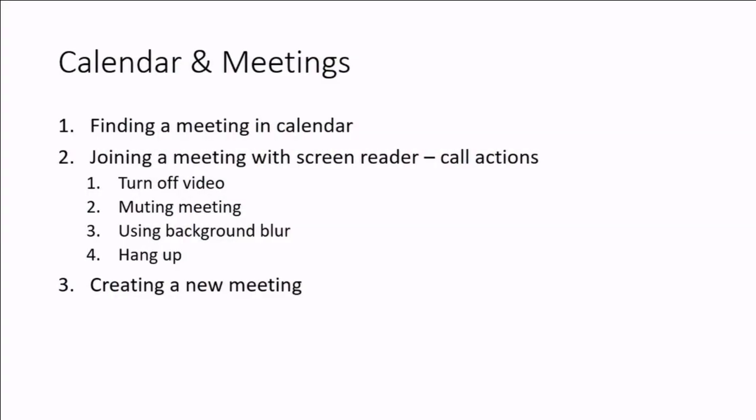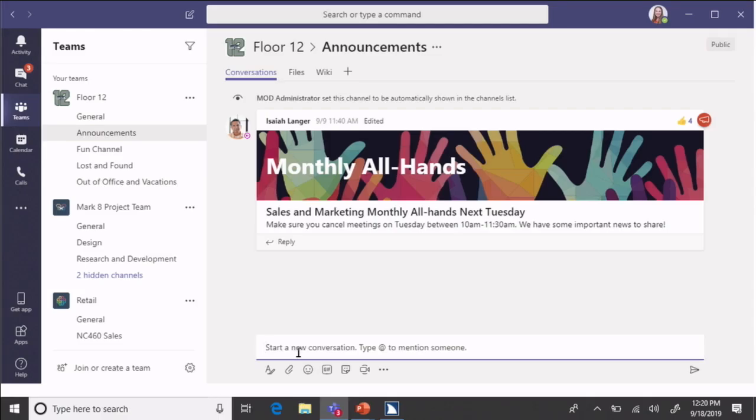Slide 8, calendar and meetings. Great, so for calendar meetings, I'm going to show you how to find a meeting in your calendar, how to join a meeting with a screen reader. I'll show you a bunch of call actions, and then I'll show you how to create a new meeting. So let's go back to Teams. Great, so if you remember, I can do Control-4, and that will take me back to the Calendar app.